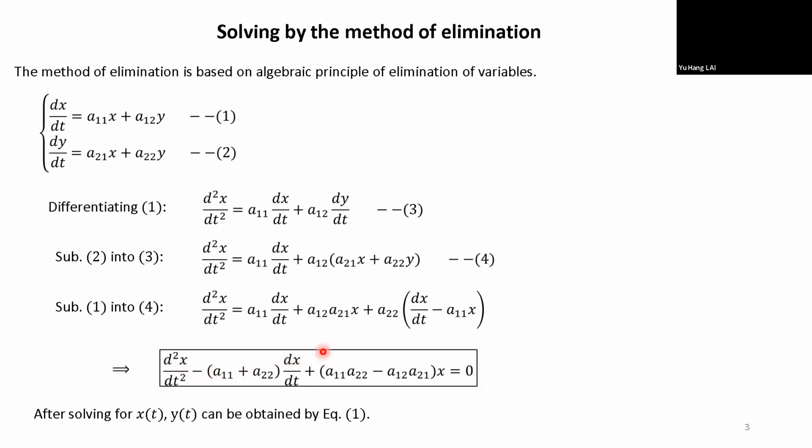So from here you are able to solve for x as a function of t. Then you go back to equation 2 or equation 1, and you will be able to find y, because you know x already. You know x, that means you know dx/dt also, and then you will be able to find y. And this is actually a homogeneous system.